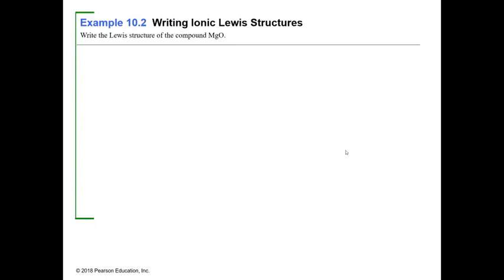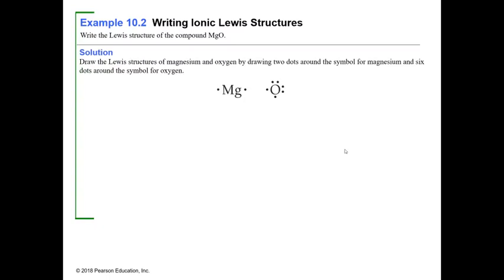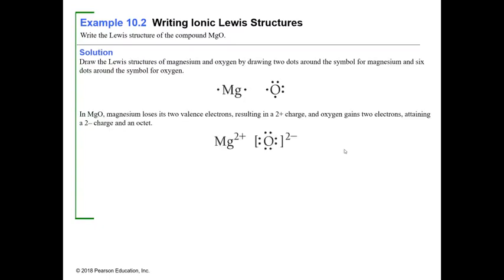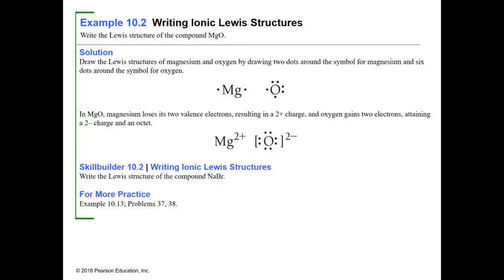Let's apply this to magnesium oxide, MgO. Magnesium has 2 valence electrons and oxygen has 6. Magnesium donates both electrons to oxygen, forming Mg2+ and O2-. Both ions now have full outer shells. This is a typical ionic compound formed by complete electron transfer.